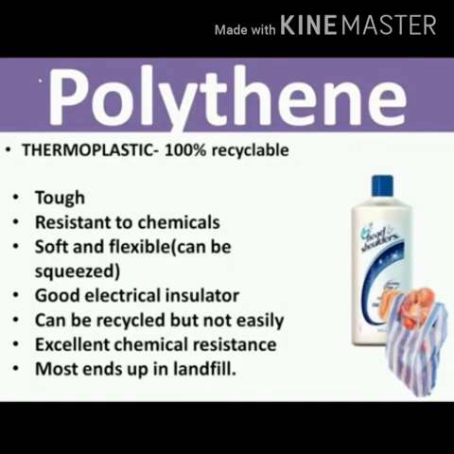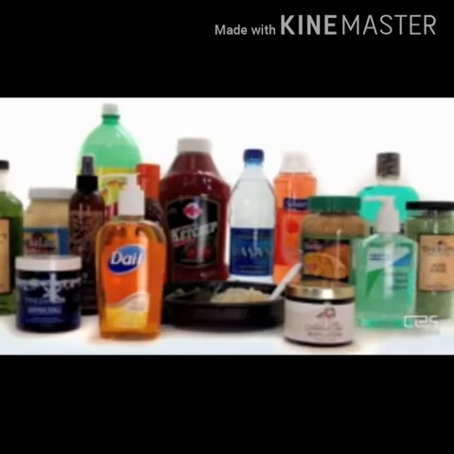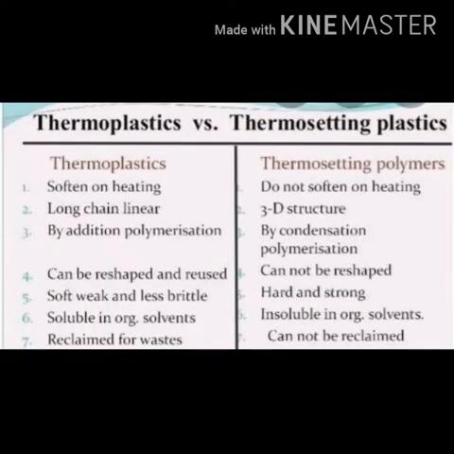Polythene is a thermoplastic, tough, resistant to chemicals, soft and flexible, and can be recycled but not easily. So it is used in polythene bags and for containers, storing chemicals and food items also. Now the differences between thermoplastic and thermosetting plastic: thermoplastic softens on heating, it has a long chain linear structure. And thermosetting does not soften on heating, it has a 3D structure.